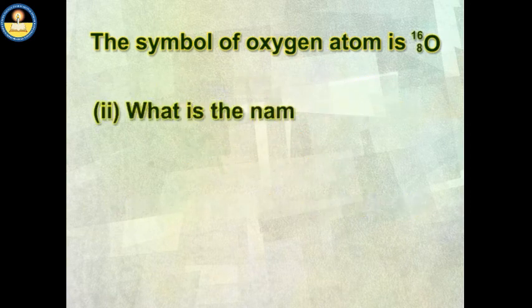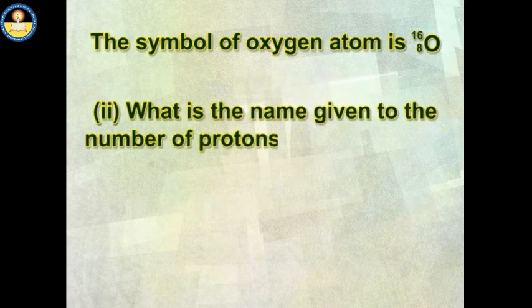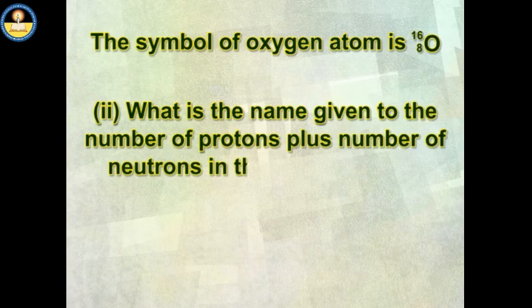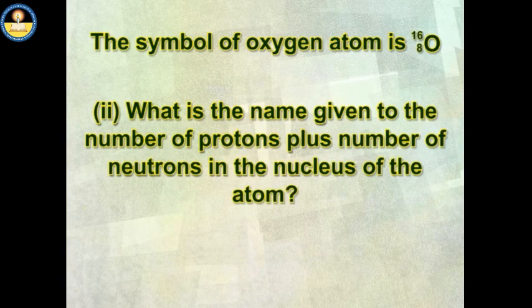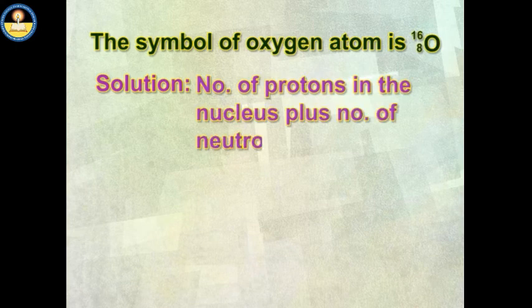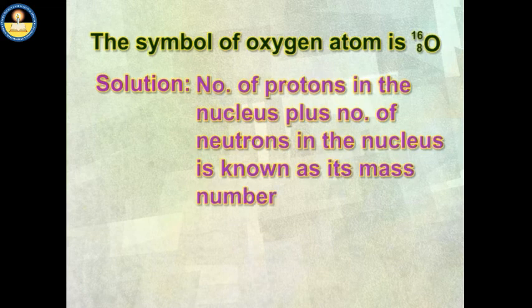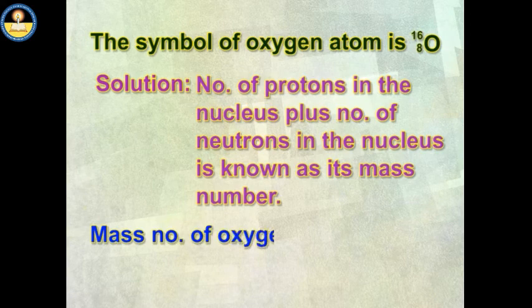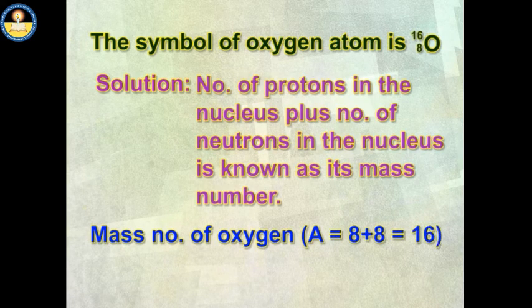What is the name given to the number of protons plus the number of neutrons in the nucleus of the atom? Solution. The number of protons in the nucleus plus the number of neutrons in the nucleus is known as its mass number. Mass number of oxygen is equal to 8 plus 8, that is 16.